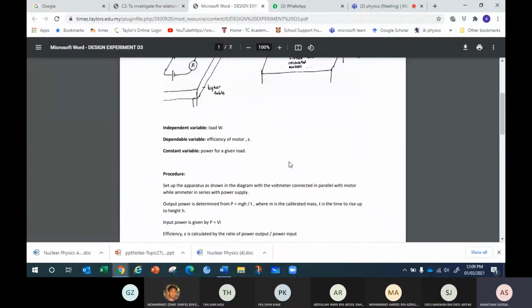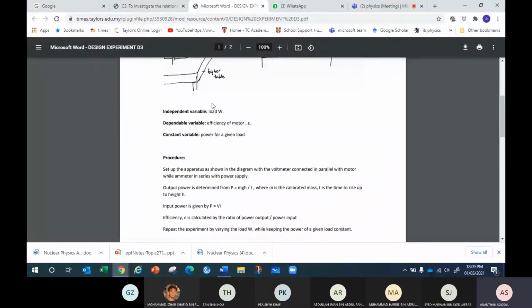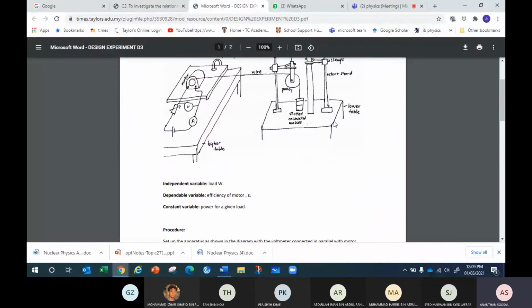Next, the independent variable is the variable you are going to change. You change the weight of the load. The dependent variable is the efficiency of the motor. The constant is the power given to the motor for a given load. Make sure I and V are constant.